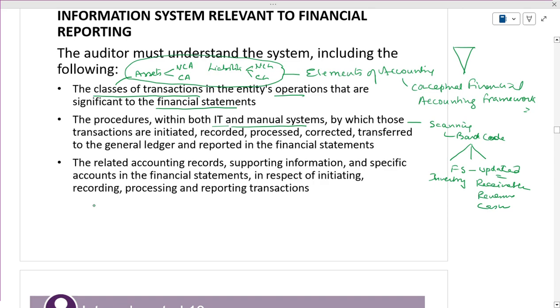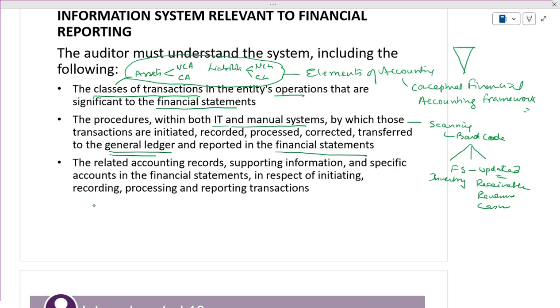As per the procedure within both IT and manual systems, by which transactions are initiated, recorded, processed, corrected, and transferred to the general ledger first and subsequently to the financial statements, we don't know what is happening at the back end. But when we are talking about IT software, automatically we are building the software in such a way that a simple scanning of the product will get the financial statements updated.